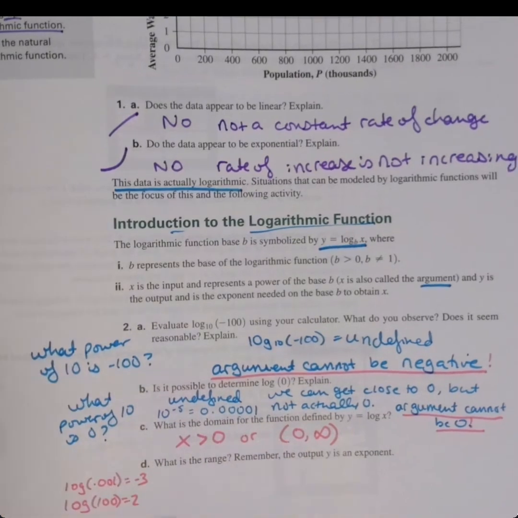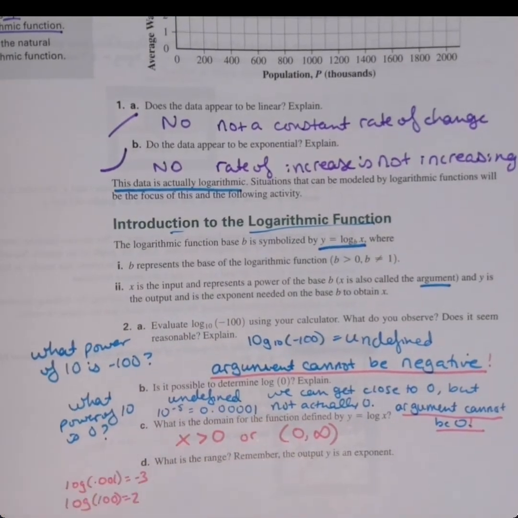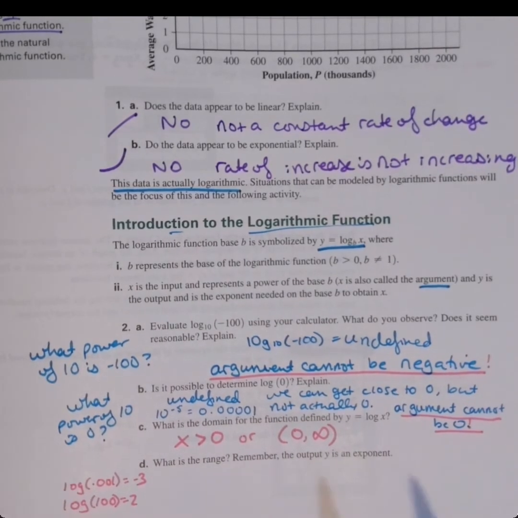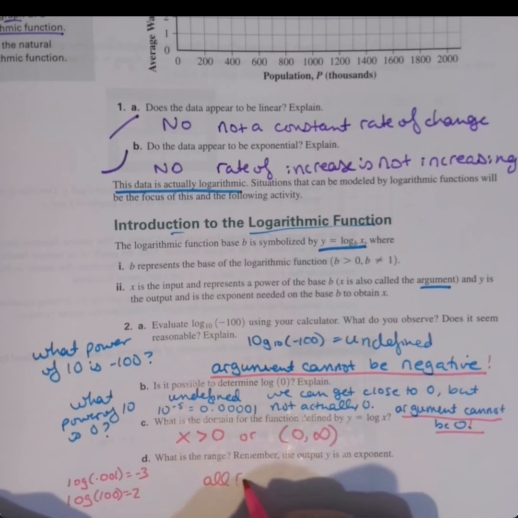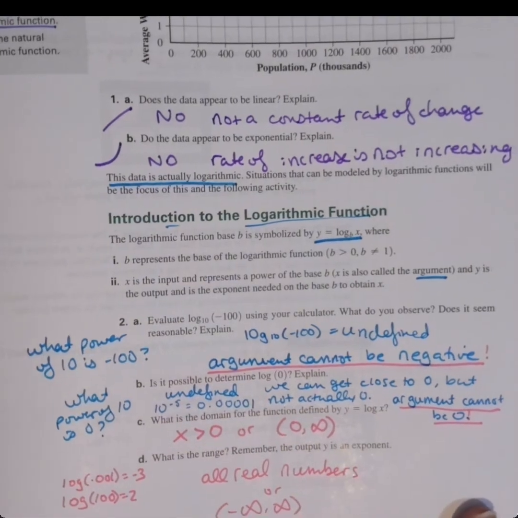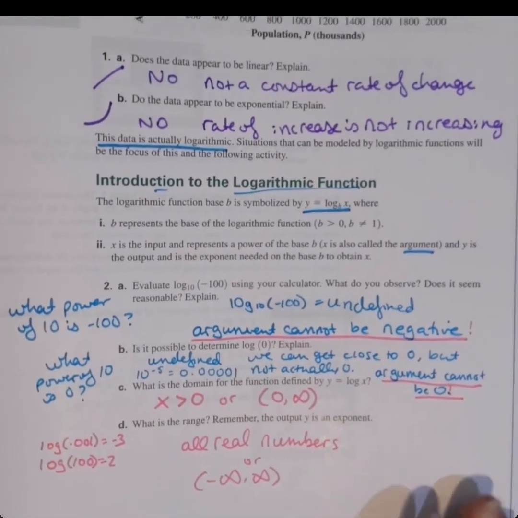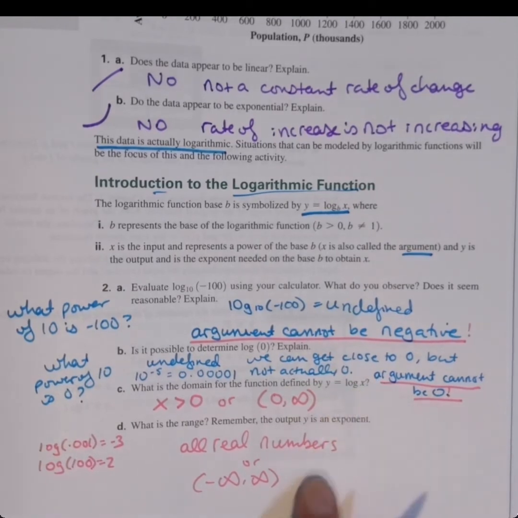I can put in a bigger number and get a bigger positive, of course. So I can get negatives, I can get positives. I can even put 1 in and I can get 0. So I can get 0 out as well. So the range is going to be all real numbers. Or if you want to write that in interval notation, the interval from -infinity to infinity. So I can only plug positive numbers in for x in the logarithm, but I can get any value out of the logarithm.